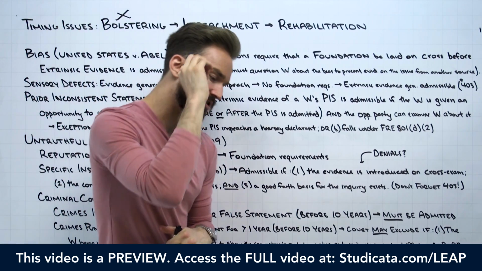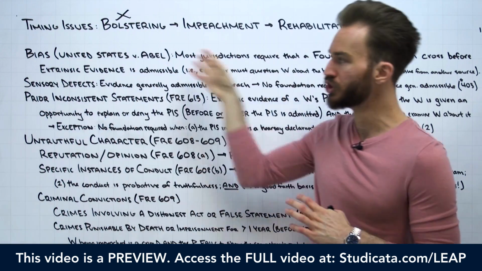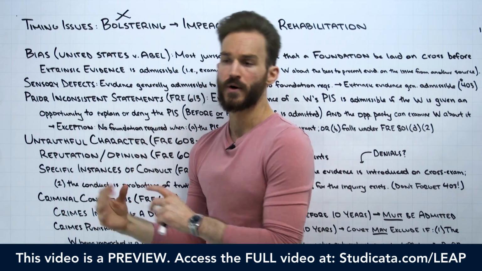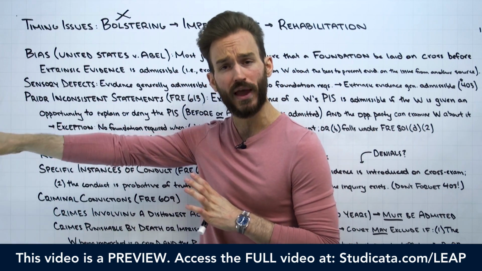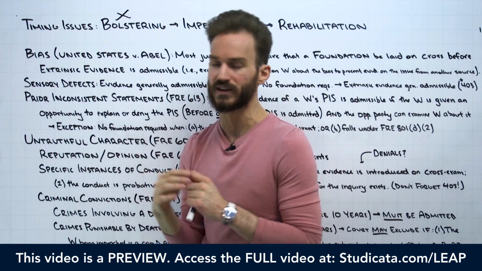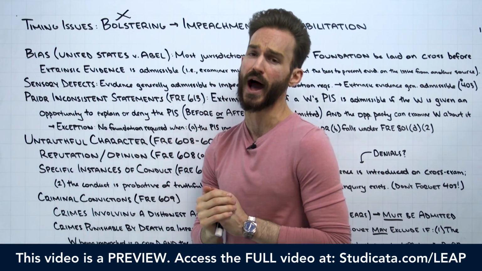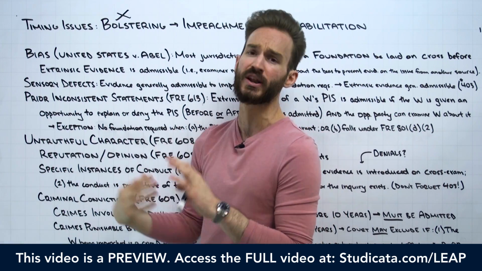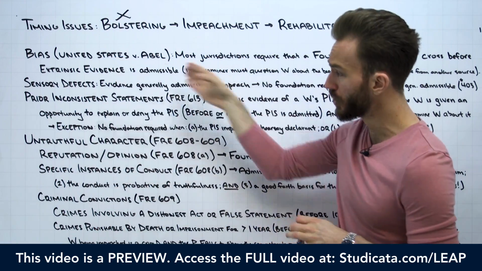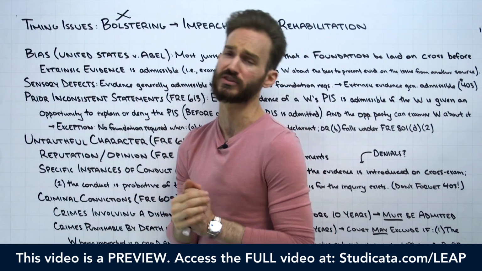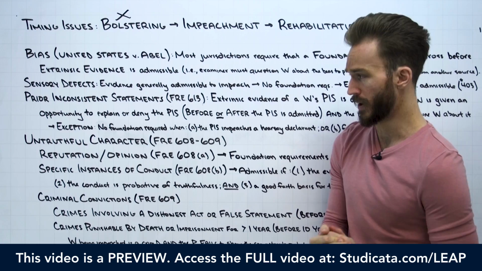All right, so with bias in most jurisdictions, that foundation has to be laid by cross-examining the witness, attacking their credibility, and giving the witness the chance to explain that bias. That has to happen, right? That process of laying the foundation has to happen before we're going to be able to bring in extrinsic evidence to attack this witness's bias, okay?